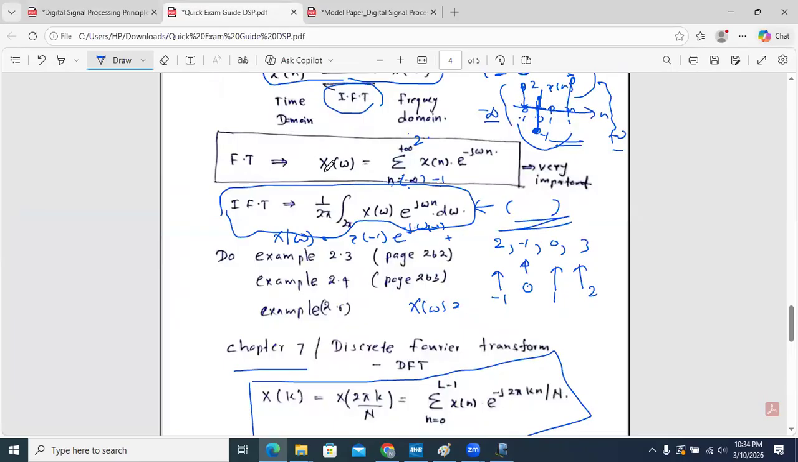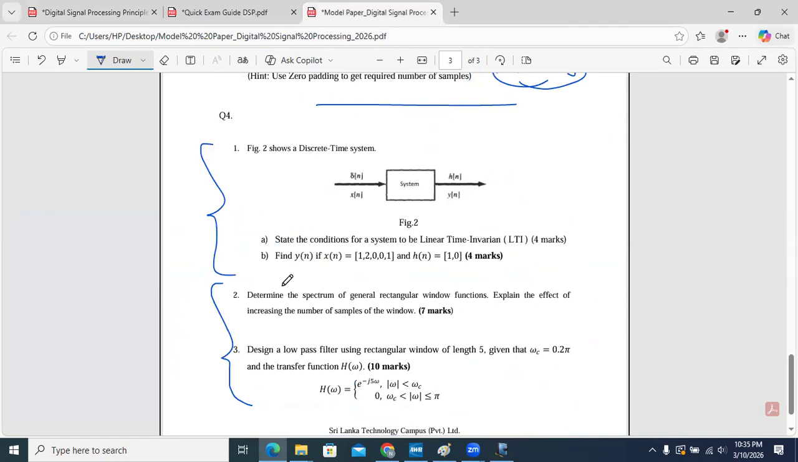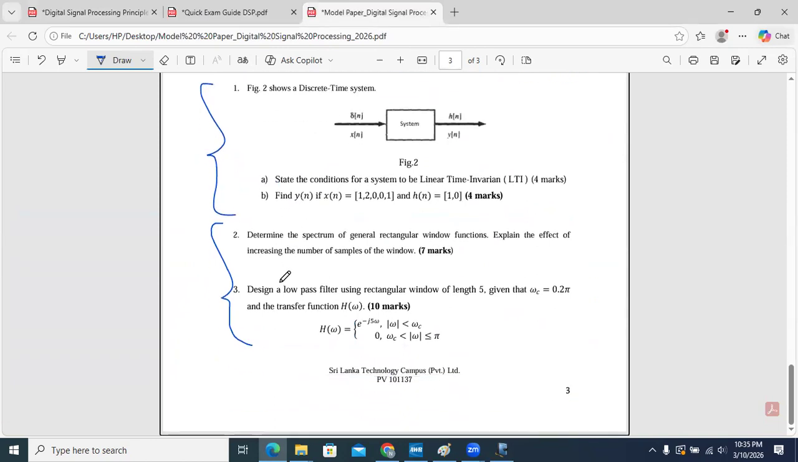So this question also I hope you can do. And for this one, please refer to the paper. Please refer to those two examples.